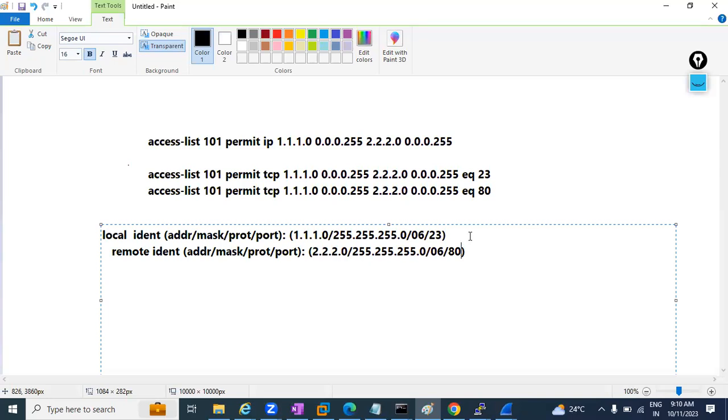Yes, guys, is this clear or no? Yes, guys, this concept is clear. The local identity and remote identity here. Yes, guys, is this clear or not? The local and the remote identity. Yes, please. Yes, sir. Clear? Okay.